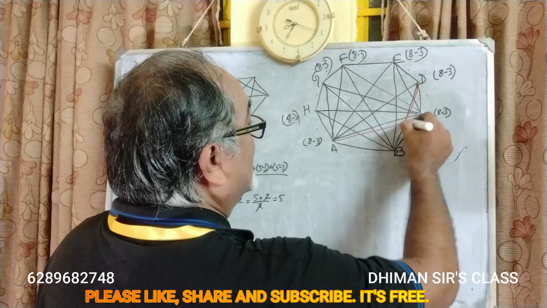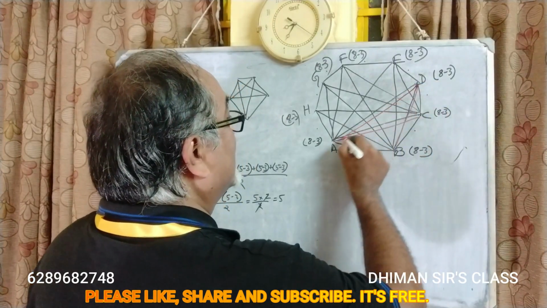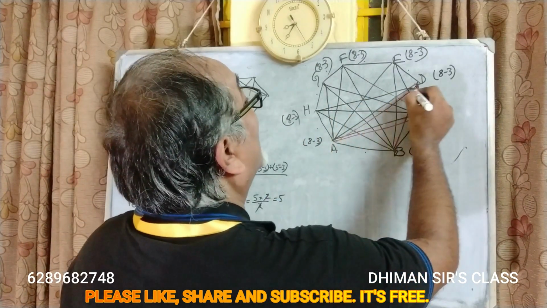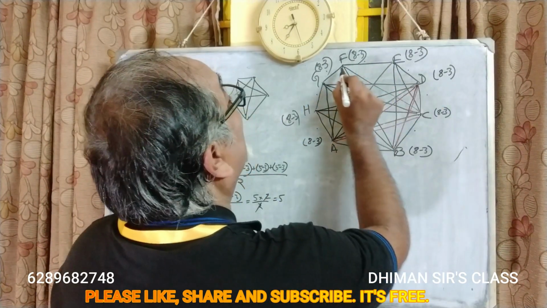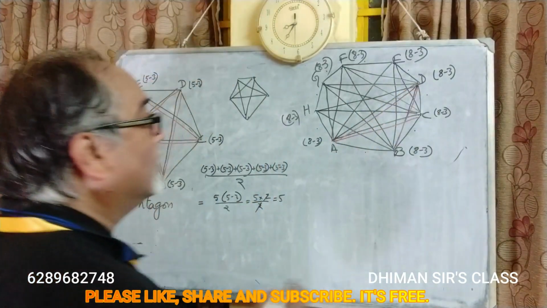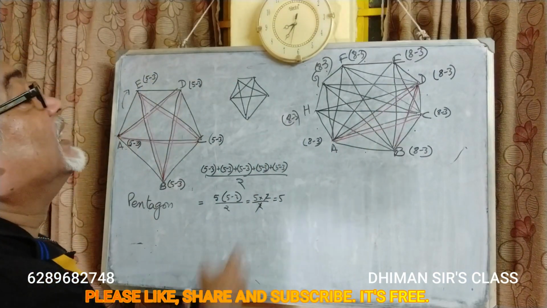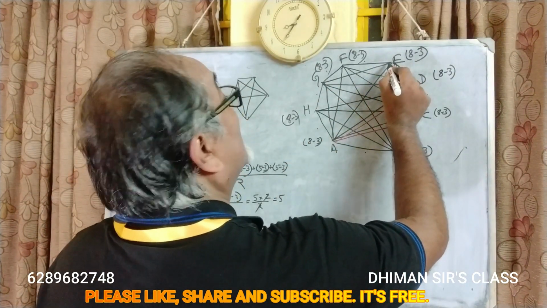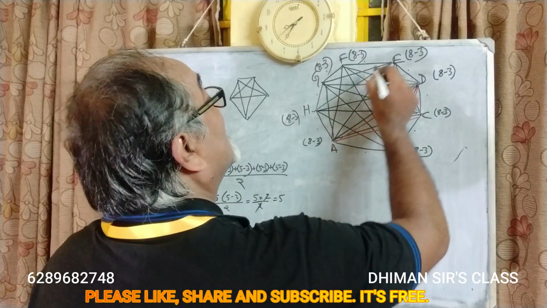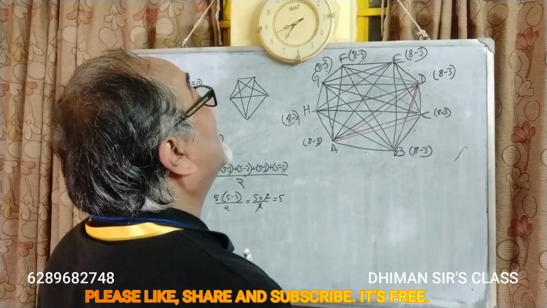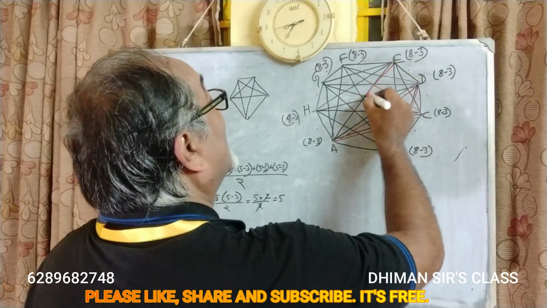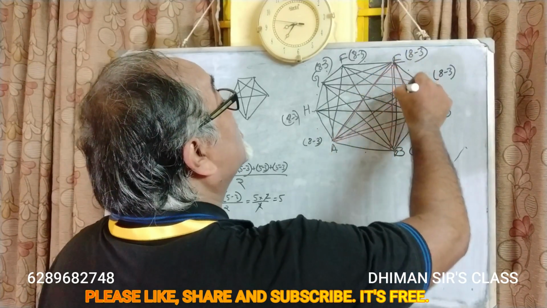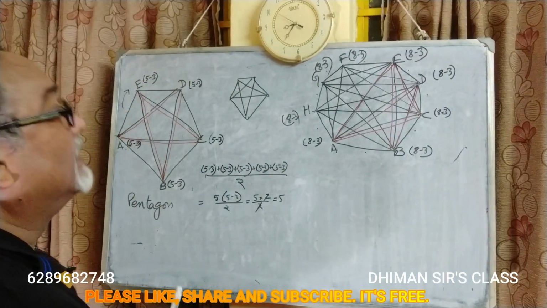D to B has already been drawn. D to A has already been drawn. D to H is not drawn. D to G, D to F. Okay. Now let us start E. E to G, E to H, then E to A drawn, E to B drawn, E to C drawn. Now F.